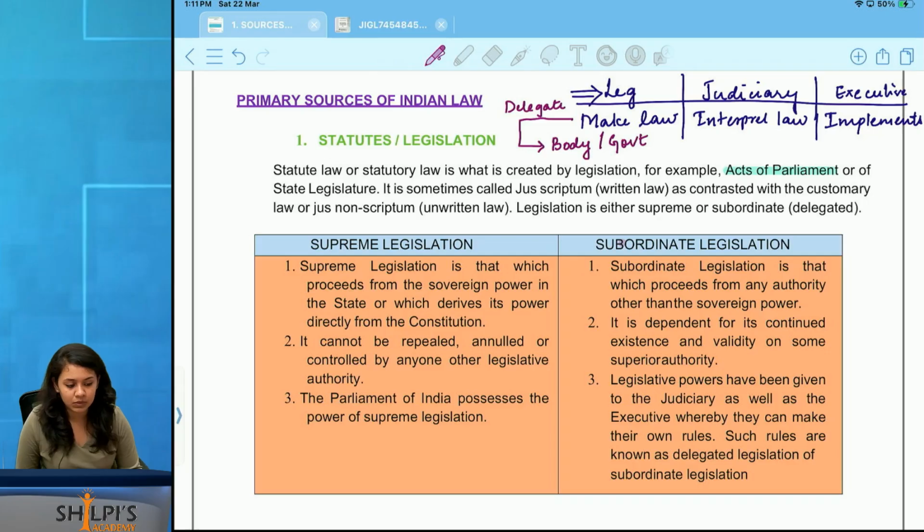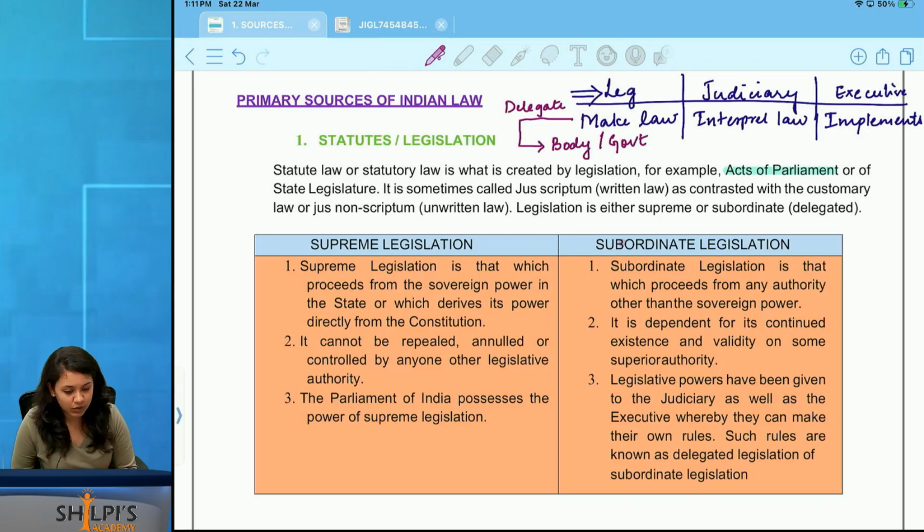Say for example, the Constitution of India authorizes the President of India to pass something known as an ordinance, or the Constitution of India authorizes the creation of a GST council and to do such activities under the law. So this is what we call a supreme authority, an authority which gets its power directly from the constitution.